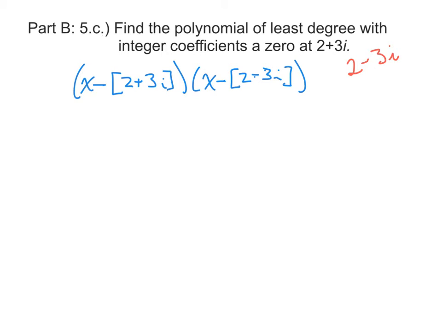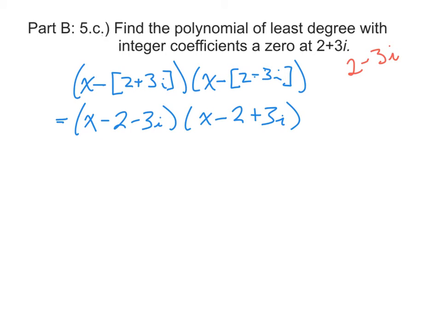First of all, what we should do is rewrite what's inside of each set of parentheses by distributing the minus. So we'll have x minus 2 minus 3i. And in the second factor, it'll be x minus 2 plus 3i. Now, you can go ahead and brute force this by distributing the x minus 2 minus 3i to each term in the second factor, and then distribute again.